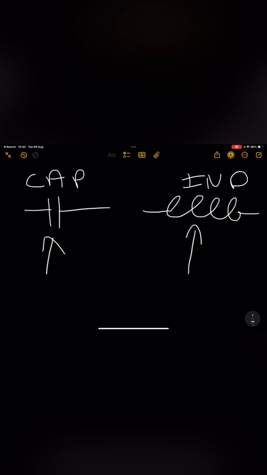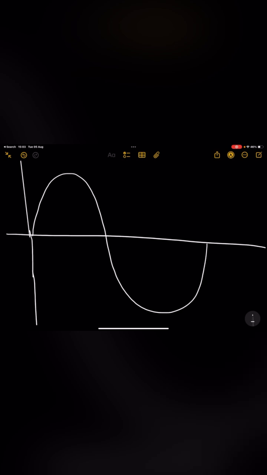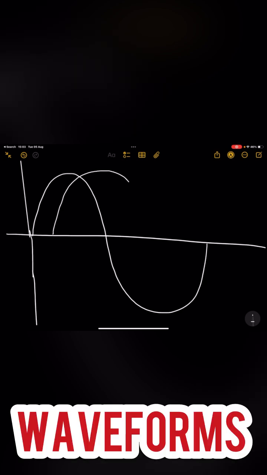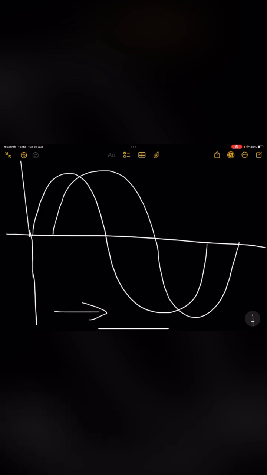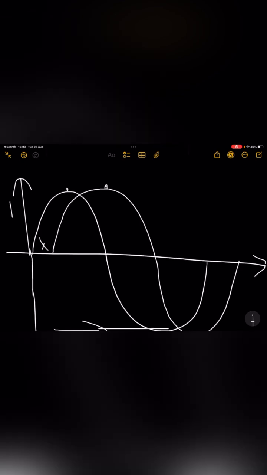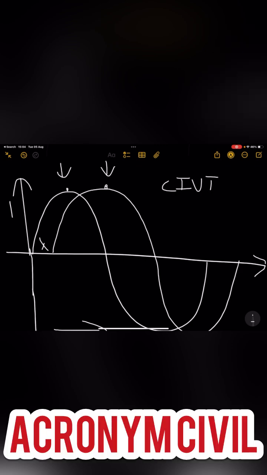The next thing we're going to look at, now that we have the definitions out of the way, is what they do. Here are the waveforms, one over here, and then one a little more lagged. Why is it lagged? Because time goes this way and so does the phase angle. Amplitude of I and V. What that means is that this waveform is lagging and this one is leading. It appears first.